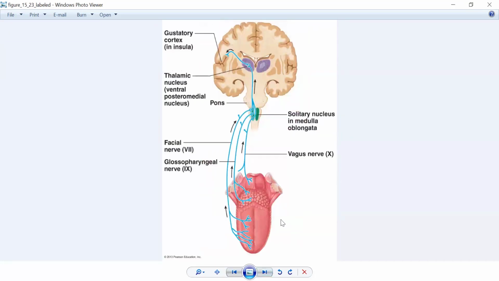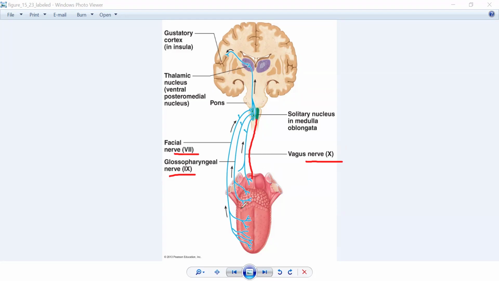These are the cranial nerves involved with sending information to the brain on what you're tasting. So which cranial nerves are involved? Our friend vagus, number 10, can also send sensory information to the brain with taste. Cranial nerve 9, glossopharyngeal, and cranial nerve 7. They all send information to the brain to interpret sensations of taste.